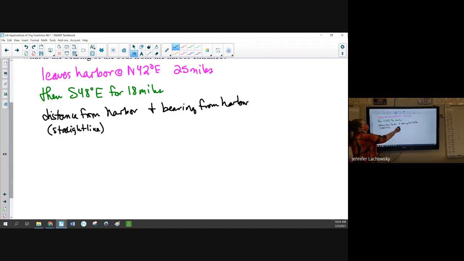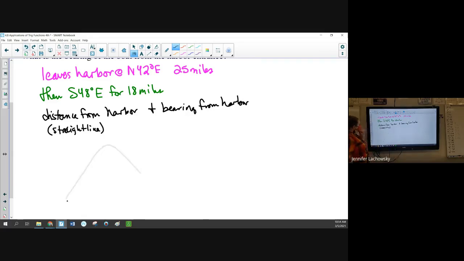We need to plan it out so we can know where to put the harbor. We're going to be traveling north 42 degrees east, and then we're going to be traveling south 48 degrees east. So I do need to be able to start from down here because it looks like it's going to be something like this.